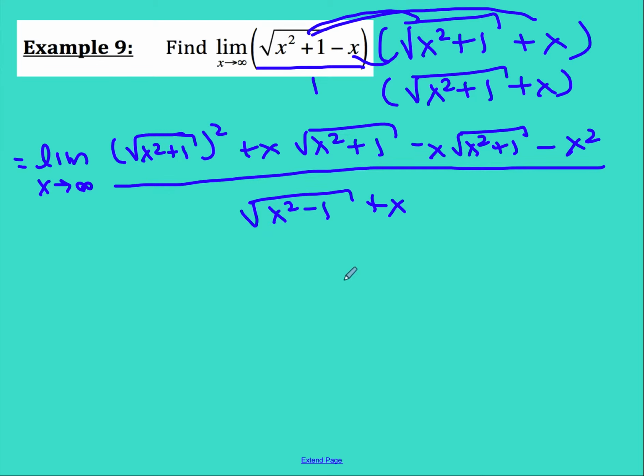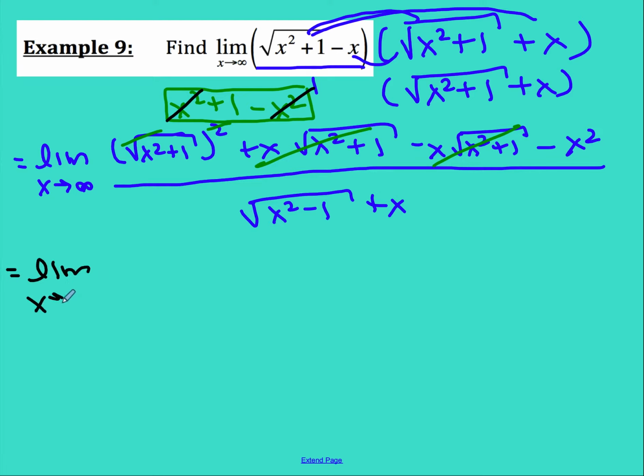Now the nice thing about the conjugate is the middle terms will cancel. And then the square root and the square will cancel as well. So I am left with x squared plus 1 and then minus x squared from over here. When you multiply out by the conjugate, you could just jump to this conclusion. The x squareds will cancel, so I am left with my limit as x approaches infinity of 1 over the square root of x squared plus 1 plus x.